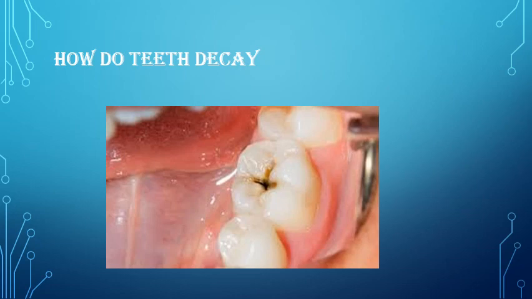Okay, when microorganisms react with the food particles, they produce acids, and slowly these acids act on enamel and they start producing cavities. So in this way our tooth starts decaying.